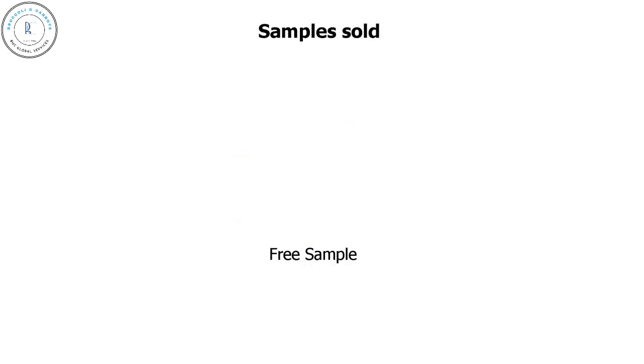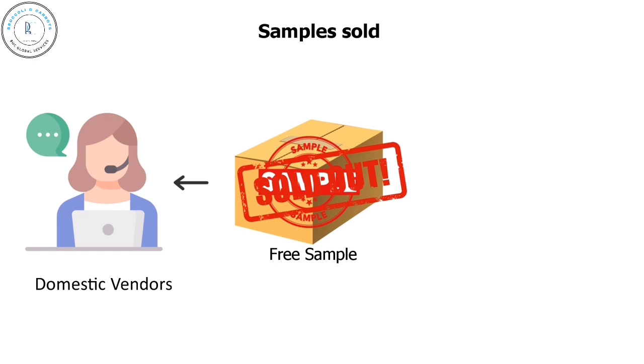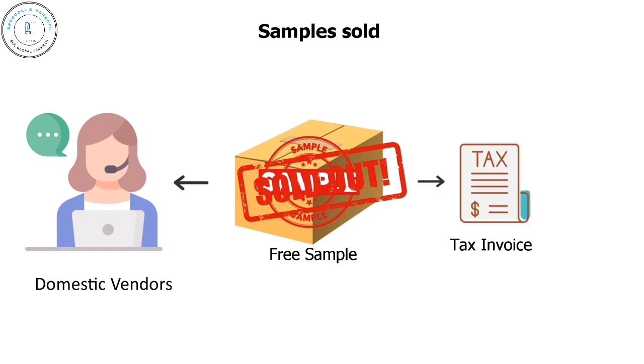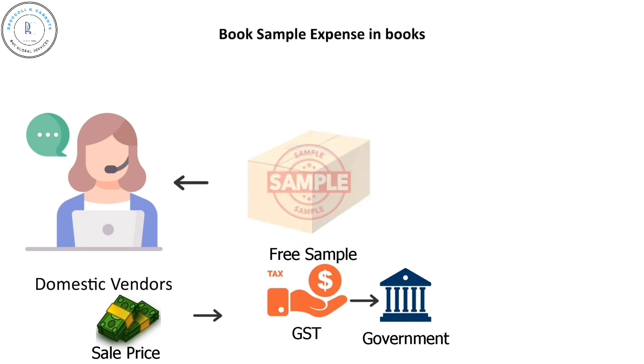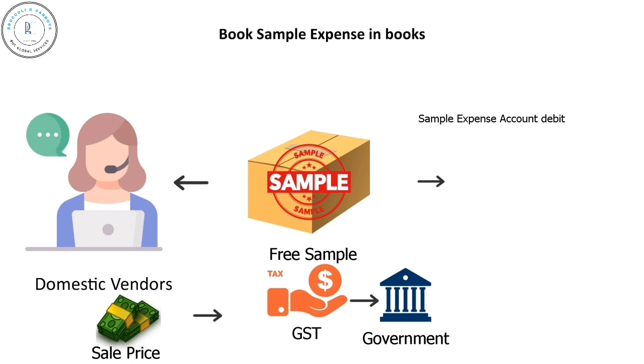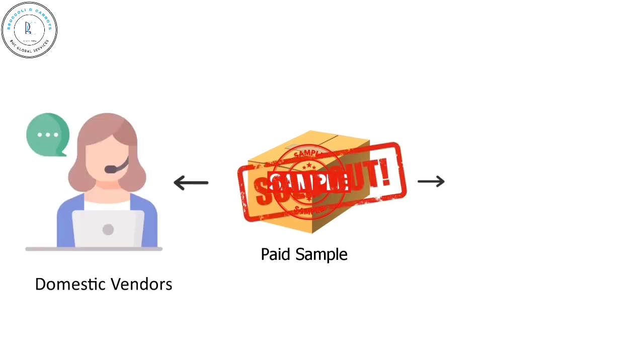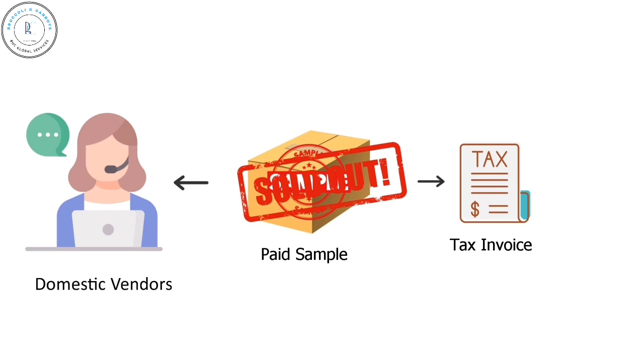Samples sold. If free samples are sold to domestic vendors, then a tax invoice has to be issued. GST on sample to be paid to government. Sales price will be the value on which GST will be payable. Book sample expense in books. Sample expense account debit, to sales, to CGST payable, to SGST payable, to IGST payable.